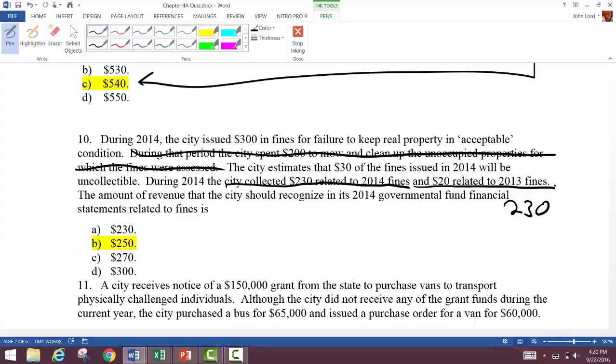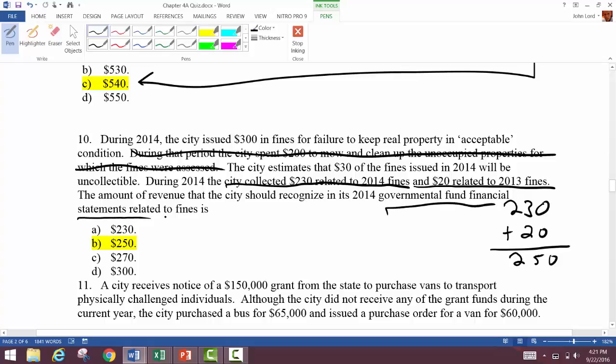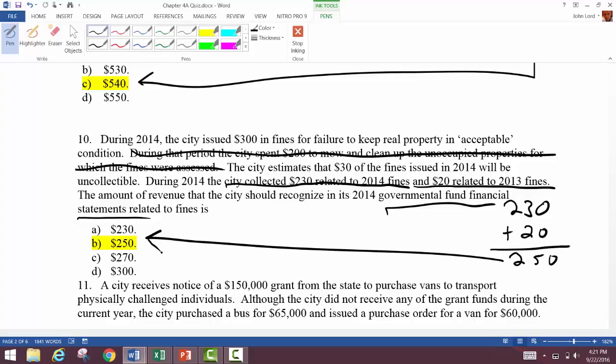Okay, and so that money, we had a legally enforceable claim when? In 2014, didn't we? If the person's paying us. Okay, and so what amount should I recognize? It's what? 250. And in my governmental fund financial statements, it's pretty much what I have collected, because if people are paying me, that means that they're saying that they owe me the money.